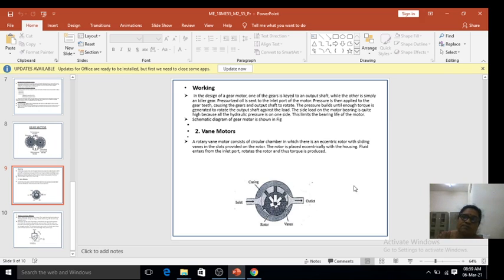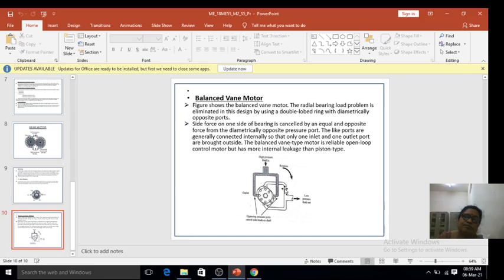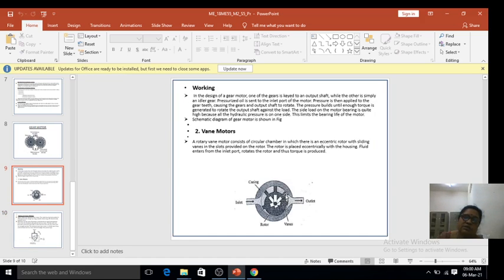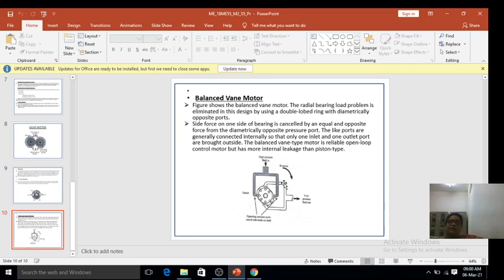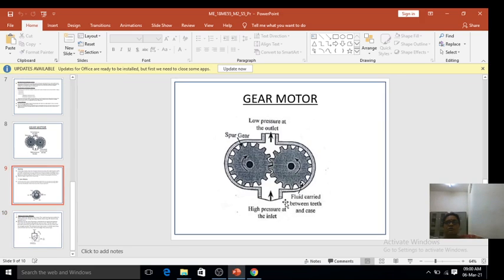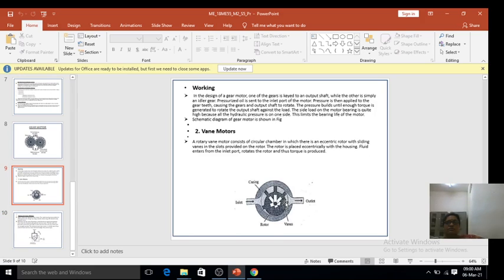Vane motor, as you can observe, is similar to the vane pump. The vane pump is again similar to the gear pump, except here rectangular vanes are used. Again, it is of two kinds: balanced vane motor and unbalanced vane motor. You can observe here, this is the balanced vane motor, and this is the unbalanced vane motor.